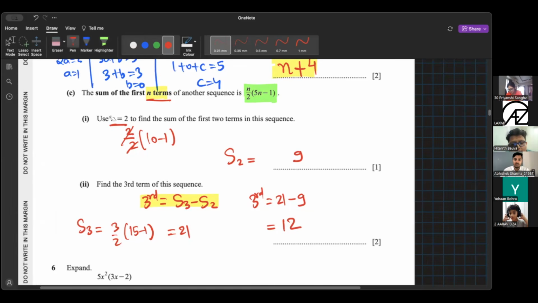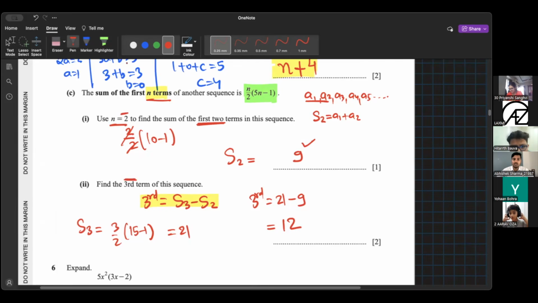Now it says to use this formula to find the sum of the first two terms. They want us to find, let's say A1, A2, A3, A4, A5, and so on. The sum of the first two terms will be A1 plus A2, which is denoted by S2. S2 can be found directly using this formula if you substitute the value of n here, and they are saying n is 2. So when we substituted n as 2, we got 9, so S2 is 9.